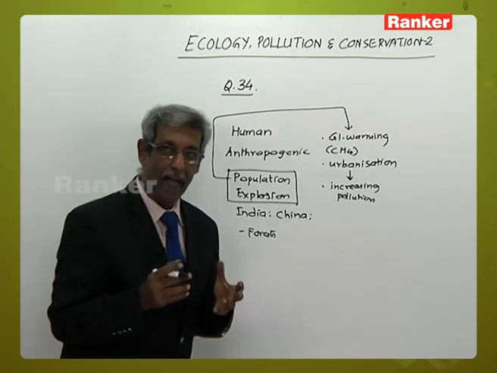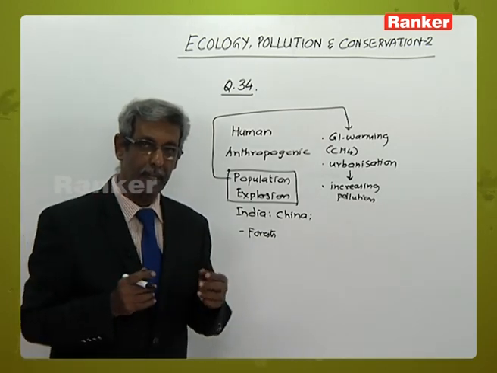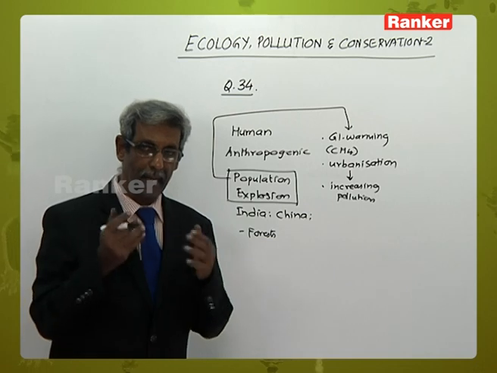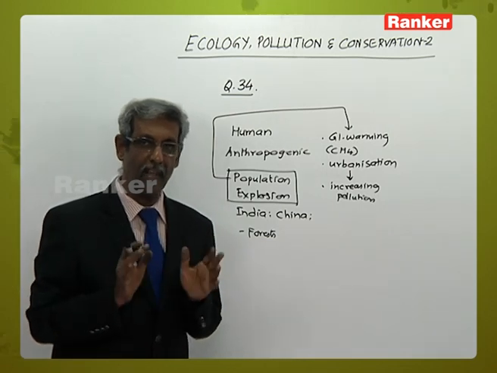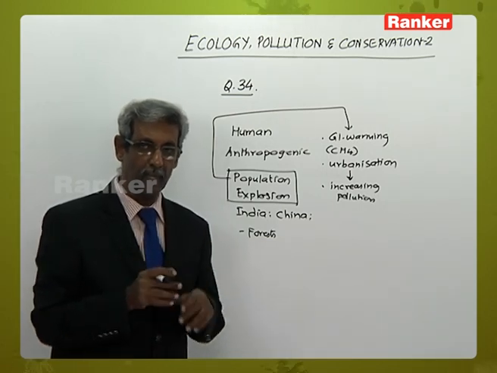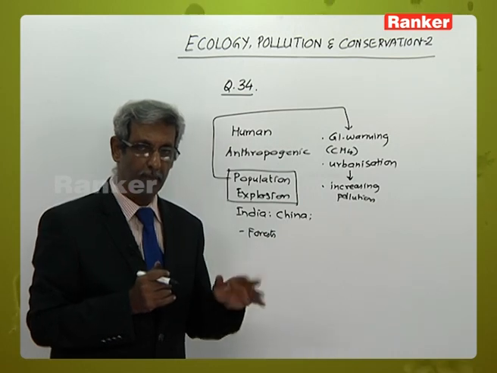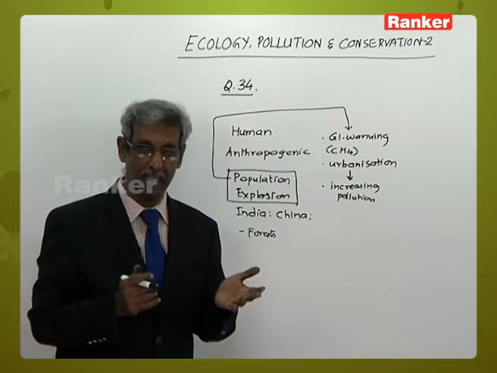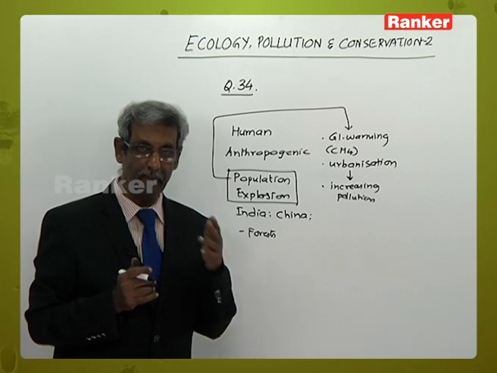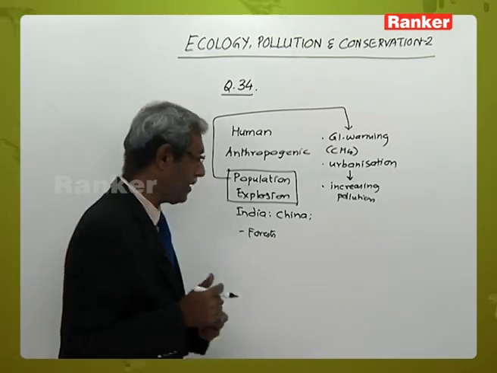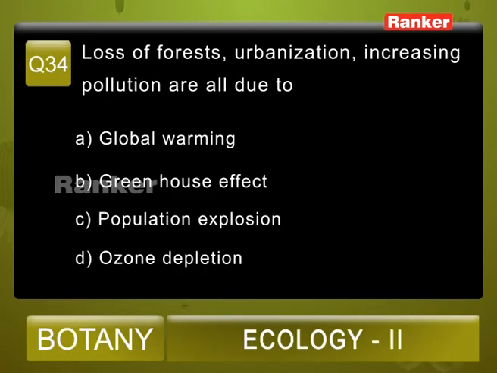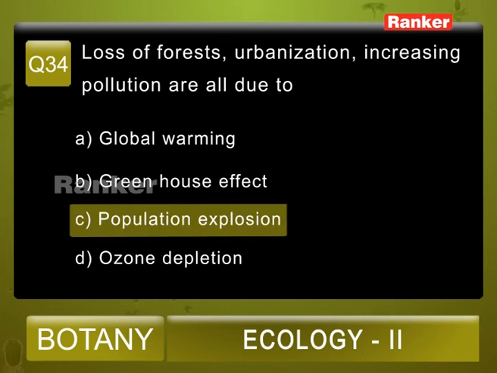Thereby, if we want to plan for sustainable development, the lesser the number and the more the natural resources, the better are the offshoots, so that we avoid a carbon deficit, or our carbon footprint becomes very less in developing countries. The answer here is population explosion, that is, the answer is C.